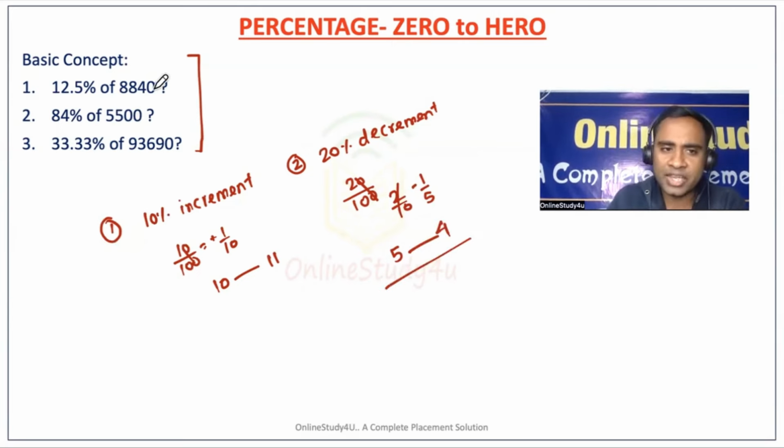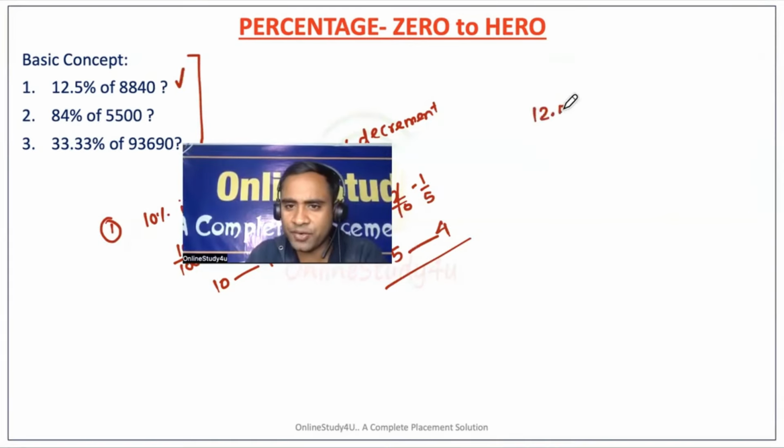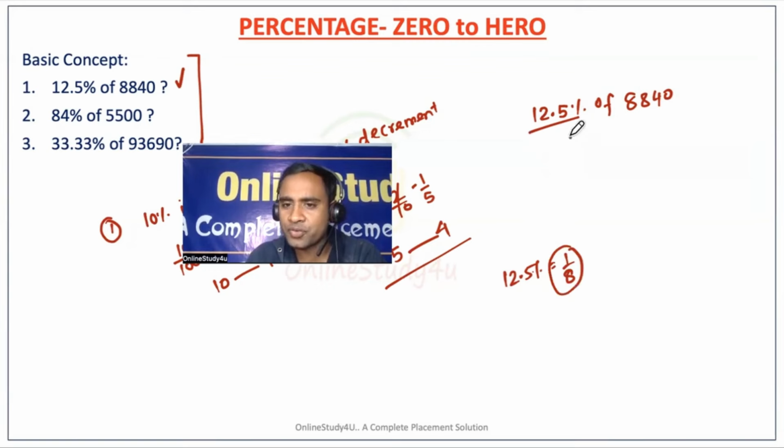Now the second thing, friends, is that they might ask you to calculate 12.5 percent of 8840. They will not give it directly, but in the question it will be there. So you should know 12.5 percent is nothing but 1 by 8, right? So 1 by 8 we write as 12.5. So 1 by 8 into 8840. So quickly you will be able to solve it in the examination, right? See, at the end of the video, each and everything will become very crystal clear for you.